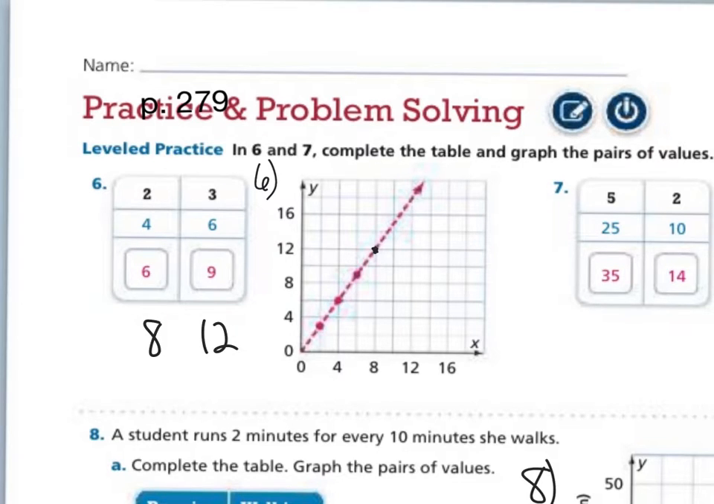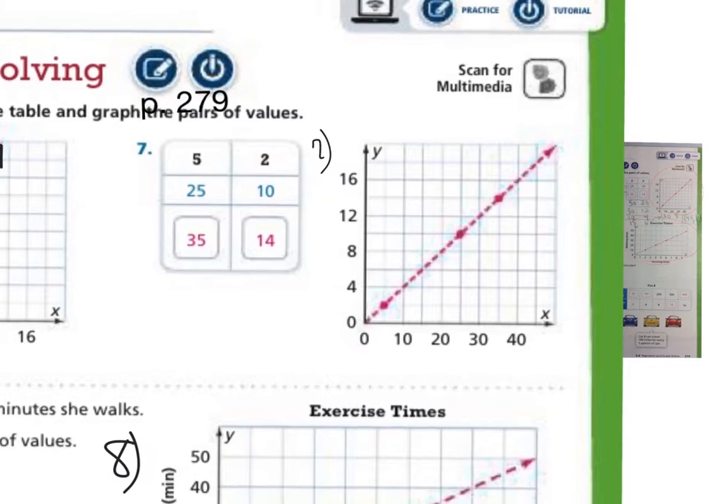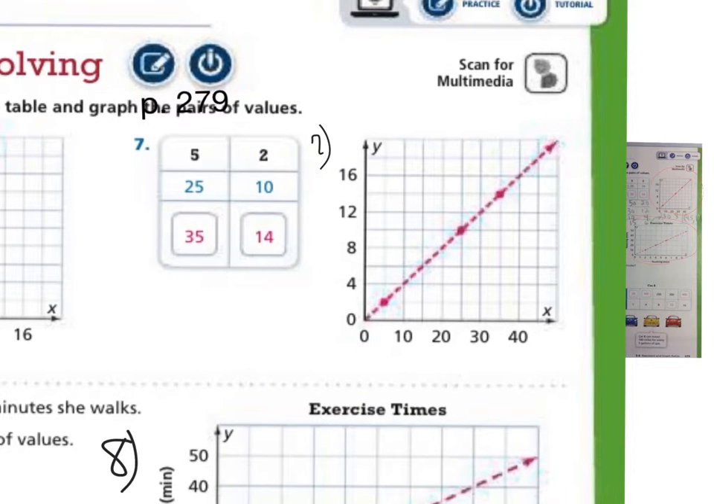The book is doing a dotted line. I would probably just do this as a solid line. We don't really know what they're talking about, so we're going to assume that we could have some in-between numbers here. For number 7, one possible pair of values would be 35 and 14.